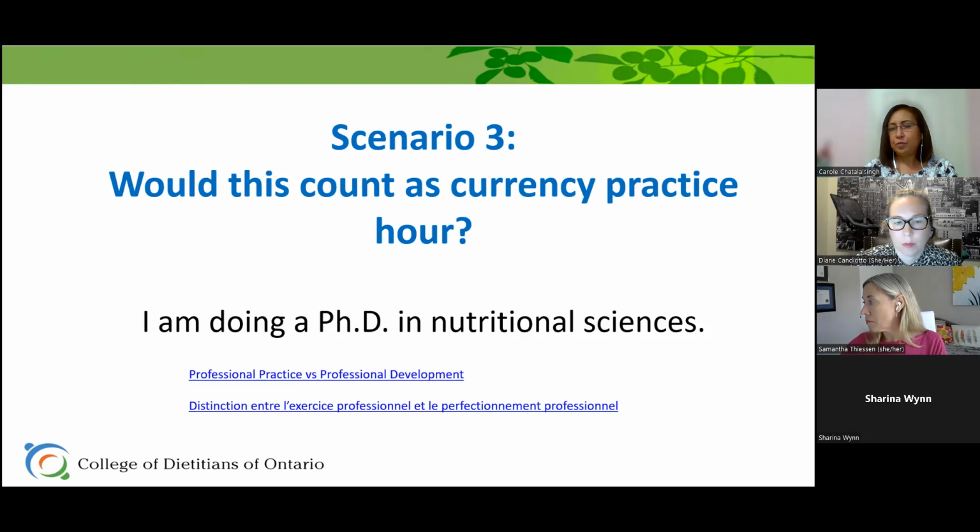And again, if you're practicing, even within the PhD, the requirements are that you're using the RD title and you're holding liability insurance as well. So just to reinforce that. And I think that's the end of this particular scenario. So I'm going to hand back over to Samantha for another scenario.